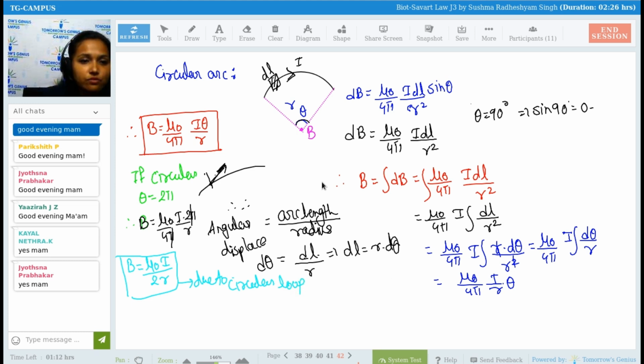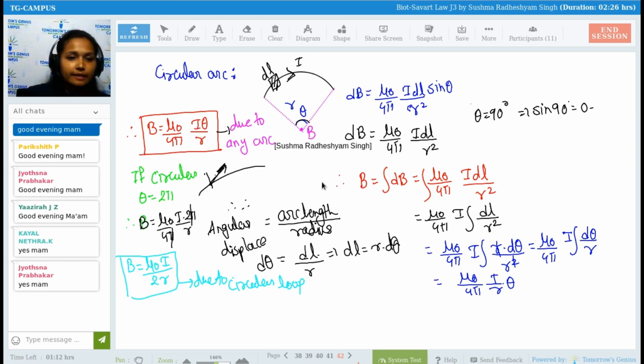And the other one gives the magnetic field due to any arc. Clear? This is your shortcut formula. I know this is your theory part, but apart from this, now you know how we get this formula and how we apply it. For that, there are 7 to 8 shortcut formulas on the basis of these two derivations. Clear this point?